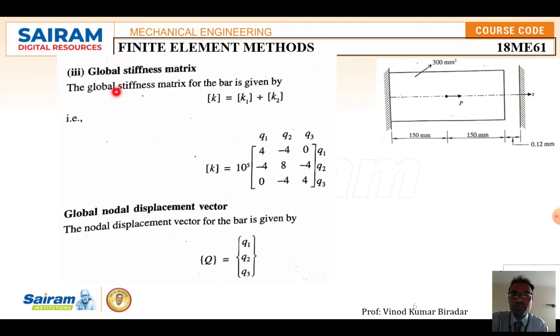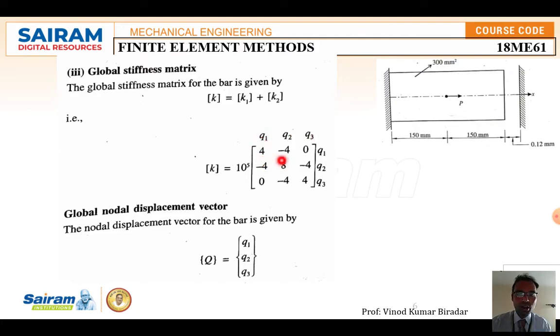So what is the global stiffness matrix? It is the combination of K1 and K2. Since there are 3 nodes, it is a 3 by 3 matrix: [4 -4 0; -4 8 -4; 0 -4 4]. I will repeat how to take these values. How many nodes are there here? 3 nodes.